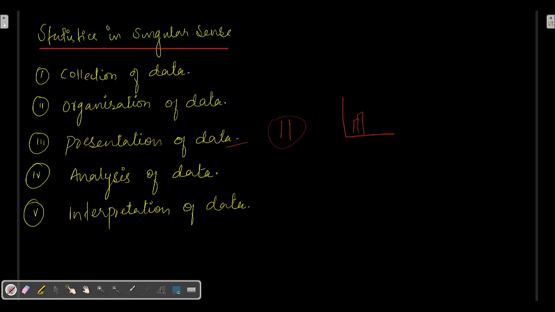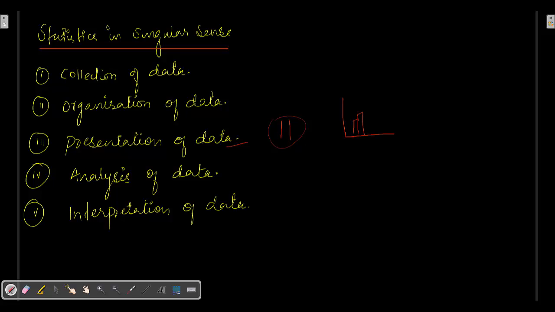Lastly, interpretation of data. The interpretation of data requires a great degree of skill and experience of the investigators. If the data is not interpreted correctly, it would lead to incorrect conclusions and adversely affect the decision making strategy for the pre-decided objectives. So if your interpretation is wrong, then your decision making would also be wrong. Therefore, you have to have a great degree of skill to interpret data. Okay, so these are the methods of statistics.